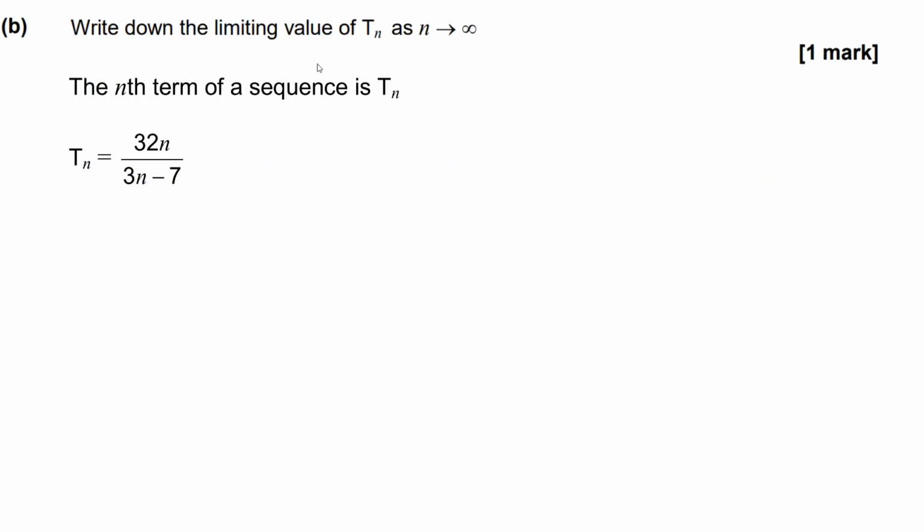Write down the limiting value of the sequence as n approaches infinity. So whenever you see a question like this and you have any pluses or minuses, just get rid of them, because it's almost like they don't matter, because if you put in a number like a million into here, so you get 32 million divided by 3 million minus 7, that minus 7 becomes so irrelevant that it just doesn't matter, so just get rid of it. Then you've got 32n over 3n, the n's cancel, so you've just got 32 over 3 as the limiting value.